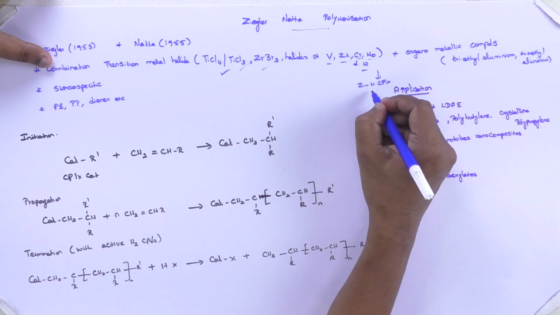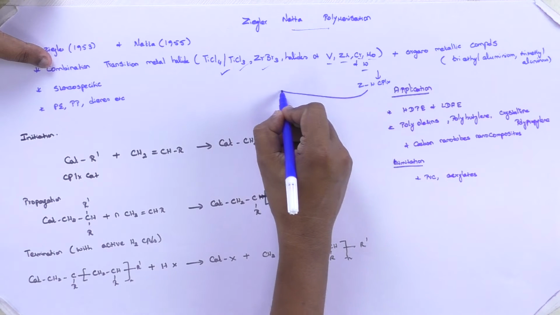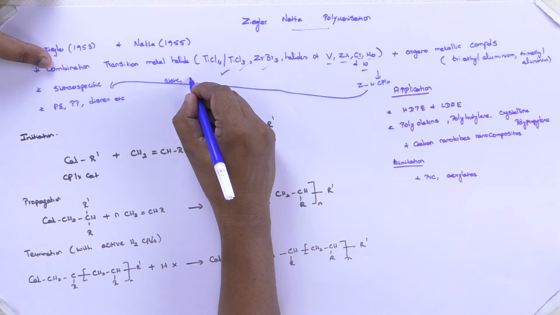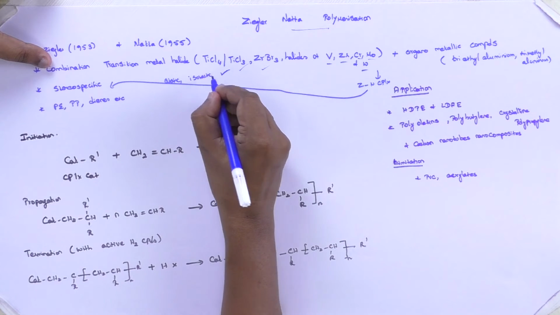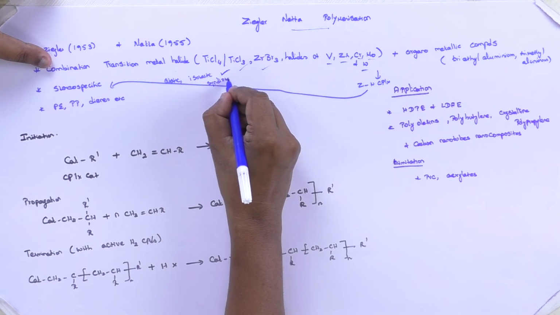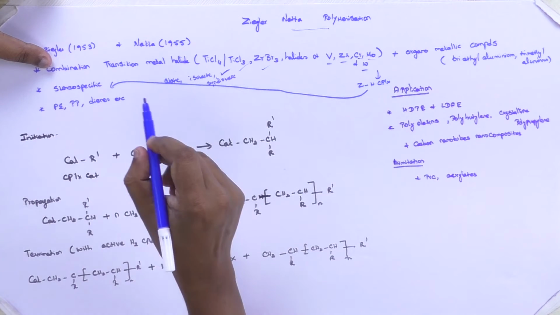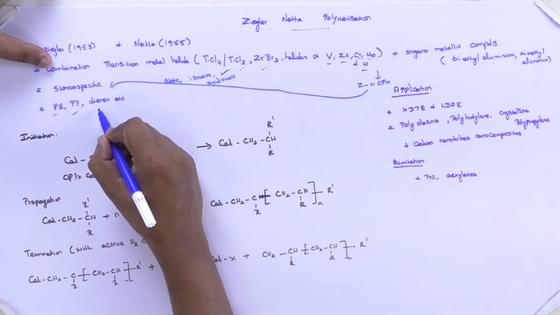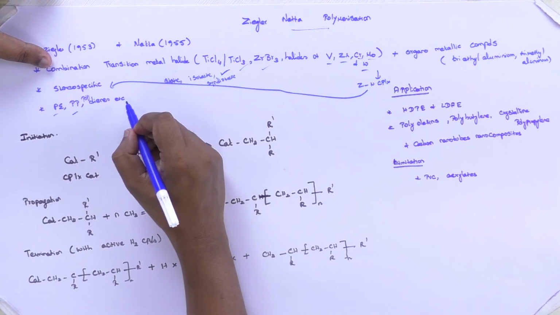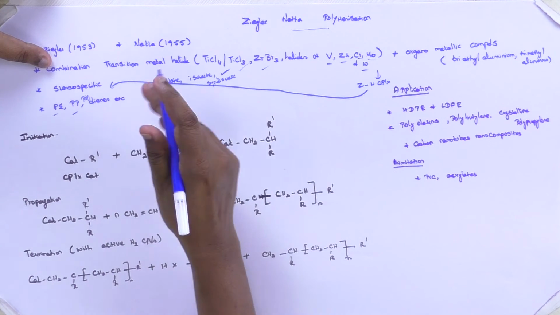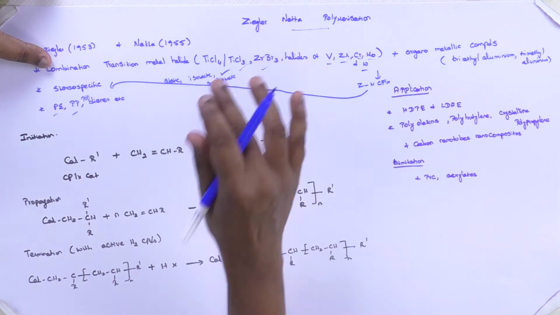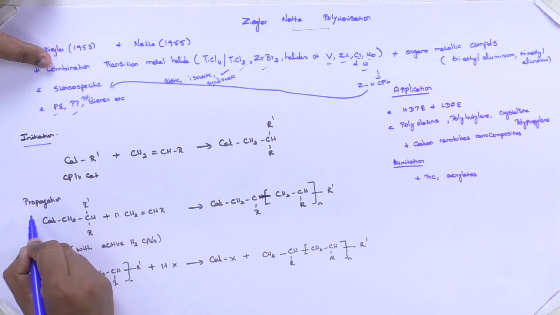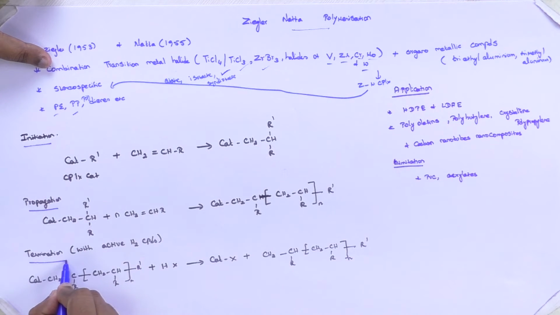So, what is the advantage of this complex? It can form highly stereospecific polymers; atactic, syndiotactic or isotactic polymers can be formed by this. This is the advantage of Ziegler-Natta polymerization. Usually we use it for polyethylene, polypropylene, polydienes, etc. What are the mechanisms involved in this polymerization? These are the three steps: initiation, propagation and termination.